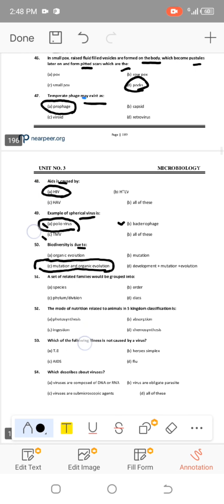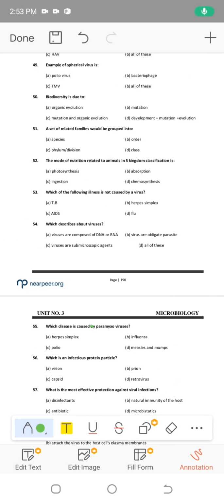So I hope that it is clear to you guys. Question number 51, in which we have: a set of related families would be grouped. If there is a set of families and they can be grouped, that would be an order. Now we have the mode of nutrition related to animals in the five kingdom classification. The mode of nutrition is ingestion. Okay. After that, which of the following illnesses is not caused by a virus? TB is not caused by viruses.